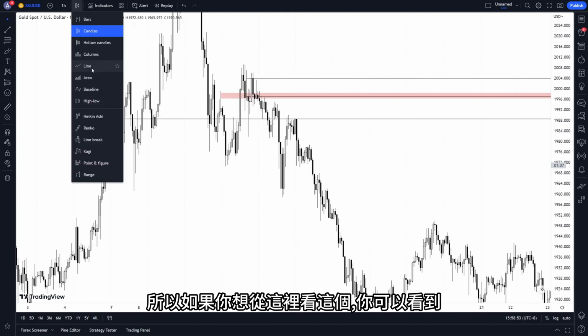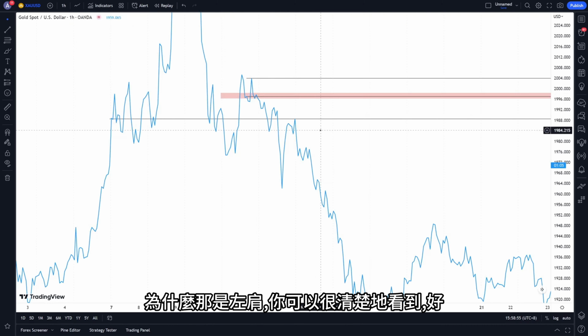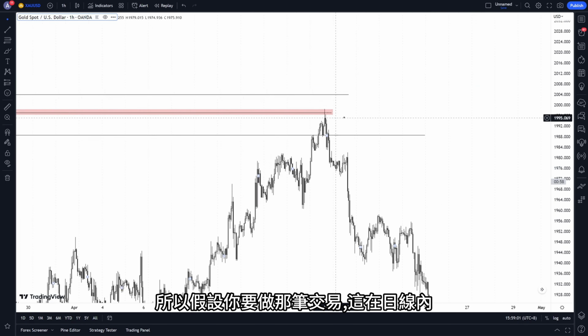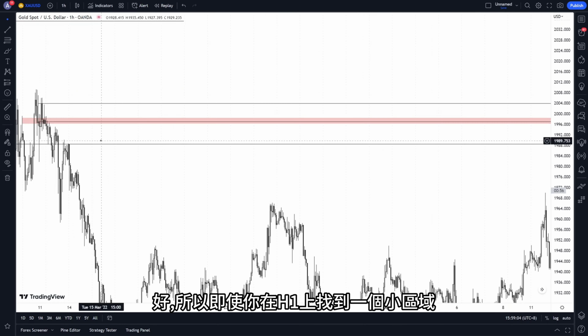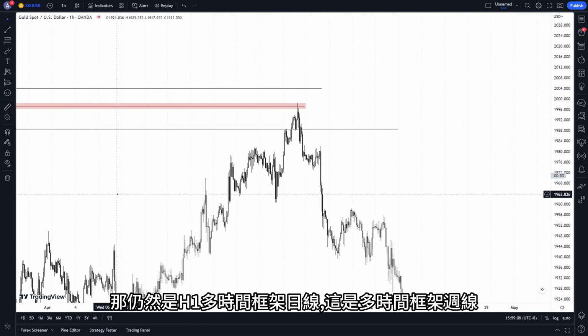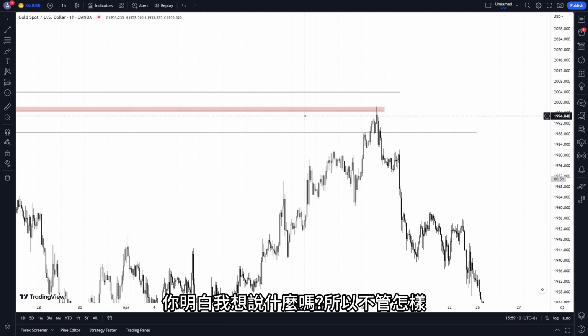All right, so if you want to look at this from here, you can see why that's a left shoulder. You can see it very clearly. Okay, so let's assume you were to take that trade. This is within daily. So even if you find a small little zone in here on the H1, that's still a H1 multi-time frame with the daily, which is multi-time frame with the weekly. You see what I'm trying to say?